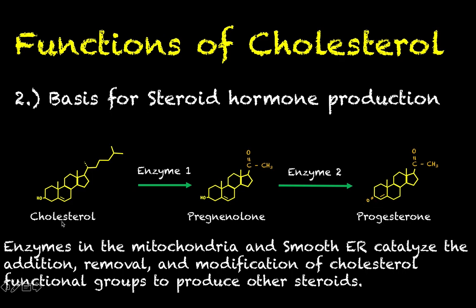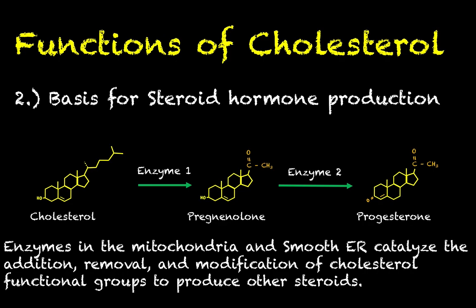So you can see that when you compare the molecular structures of cholesterol, pregnenolone, and progesterone, they all look very similar to each other. They all have that familiar four-fused ring honeycomb shape. But what makes one steroid different from another steroid is just the presence of functional groups in different places along the ring structure.